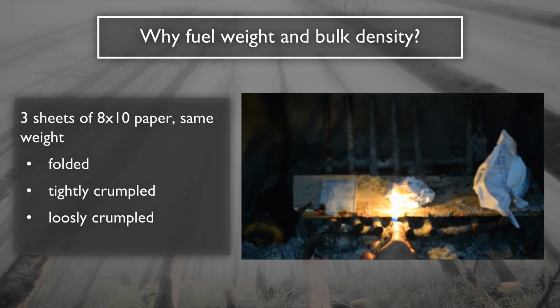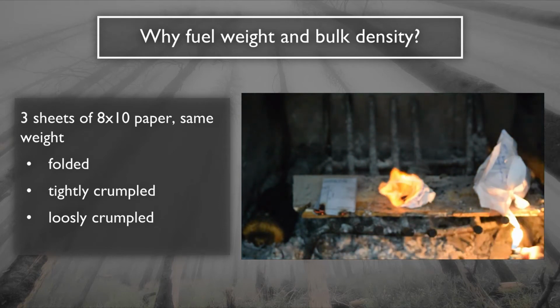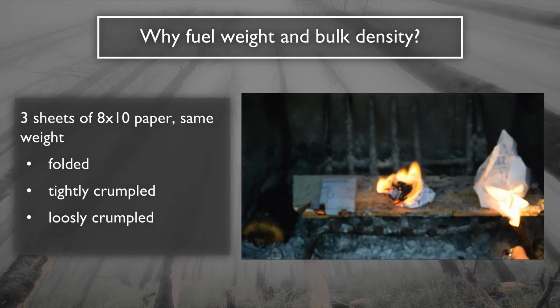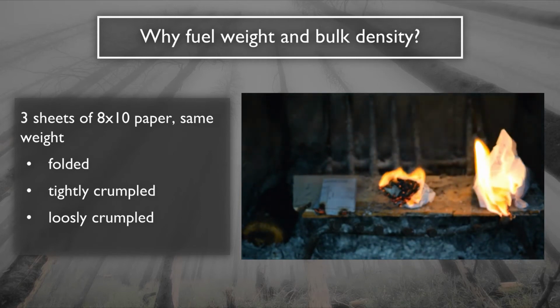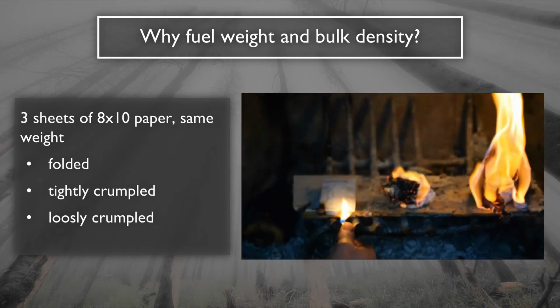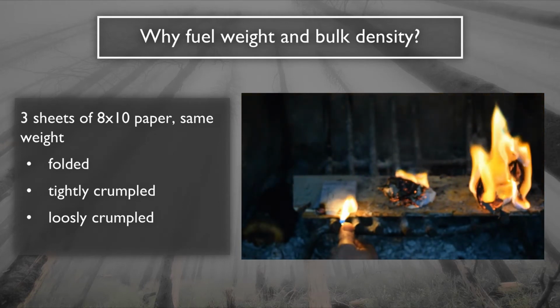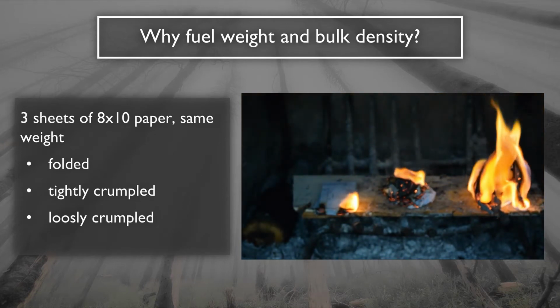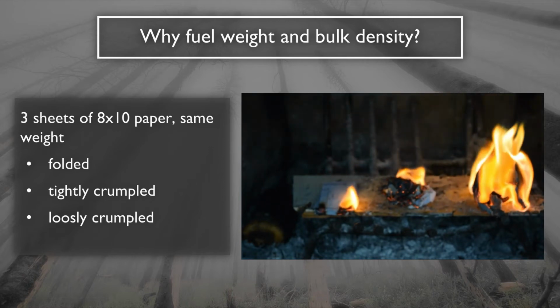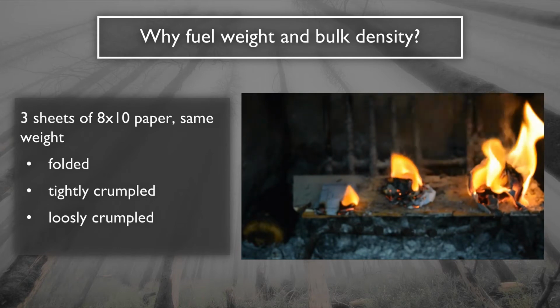This simplified demonstration shows how flammable material with the same weight will burn differently when bulk density is changed. On the left, the 8x10 sheet of paper has been tightly folded and the bulk density is highest relative to the other pieces of paper. The piece in the center has been tightly crumpled and the right piece has been lightly crumpled. You can see the variation in fire behavior, and the folded piece will not even sustain an open flame.